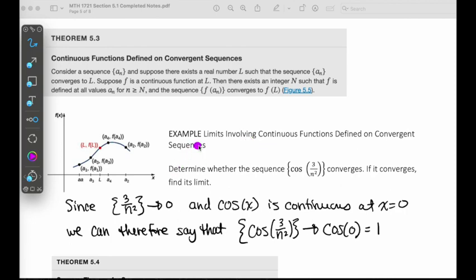Looking at an example here, we're going to determine whether the sequence cosine of 3 over n squared converges, and if it converges, does it have a limit? If we look at just the sequence 3 over n squared, we know that this converges to 0. As n approaches infinity, this approaches 0. Now, because we know cosine is continuous, the sequence cosine of 3 over n squared is going to converge to cosine of 0, which is 1.